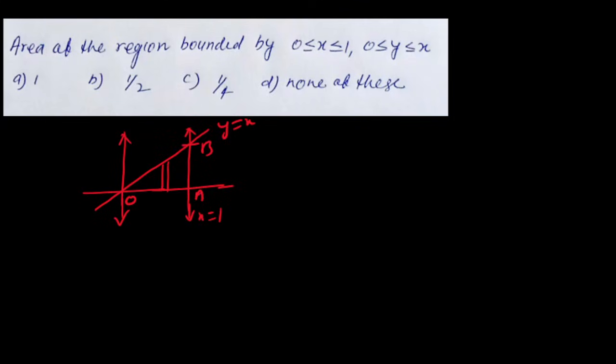Now it is x is equal to 1. This is also y is equal to x. So this length is 1. This length is 1. So the area of this is 1 by 2 into 1 into 1. Area of the triangle is equal to 1 by 2.